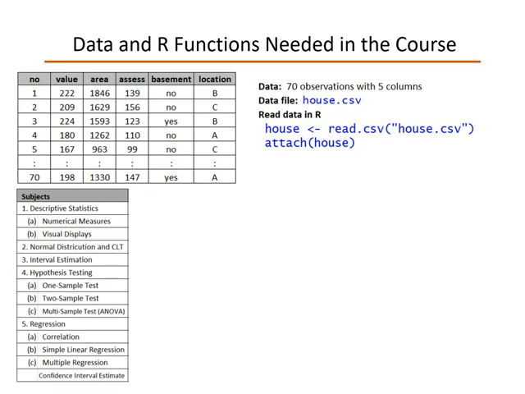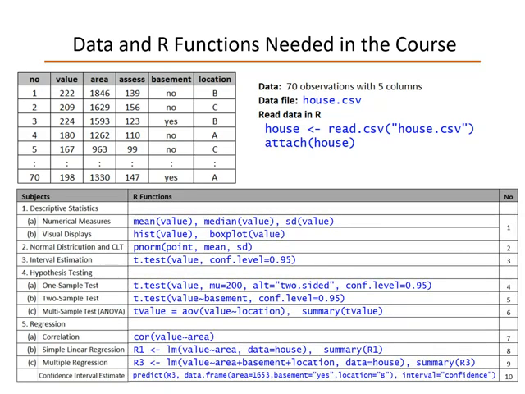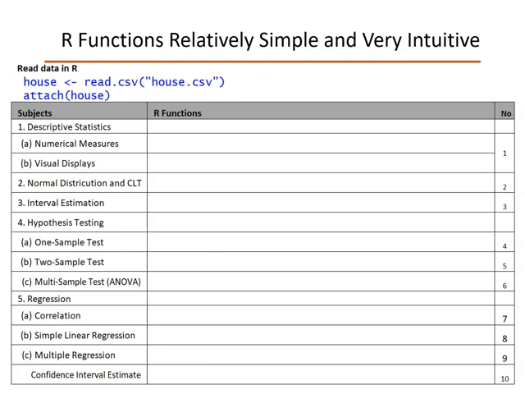These are mainly the subjects covered in the courses. The second column lists all the R functions to generate outputs needed for these subjects. As listed, there are about 10 R functions that the students need to analyze the data in the course. R functions are relatively simple and very intuitive.